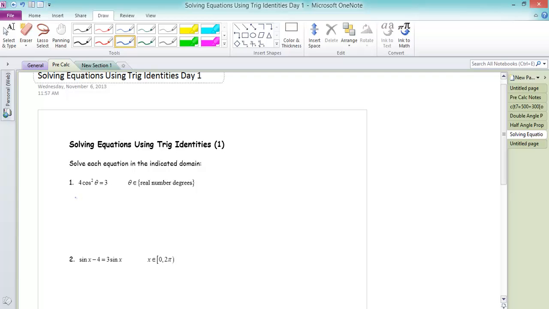Well, howdy, y'all. Today we're going to be solving equations using trig identities. So why don't we go ahead and get started? Basically, what we're going to be doing is we're taking this equation and we're solving for theta. So why don't we get theta on one side and everything else on the other?